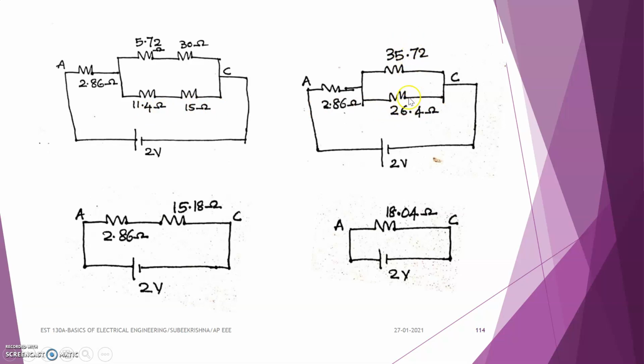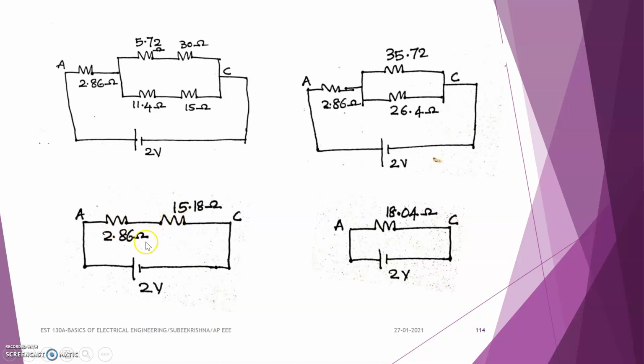So these two resistances are connected in parallel, so we should find the equivalent resistance of these two resistances that we obtained, by using 35.72 into 26.4 divided by 35.72 plus 26.4. Then we get the resistance as 15.18 ohm, and this 15.18 ohm is connected in series with this 2.86 ohm. Here we are also using this 2.86 ohm. Then these two resistances are connected in series now.